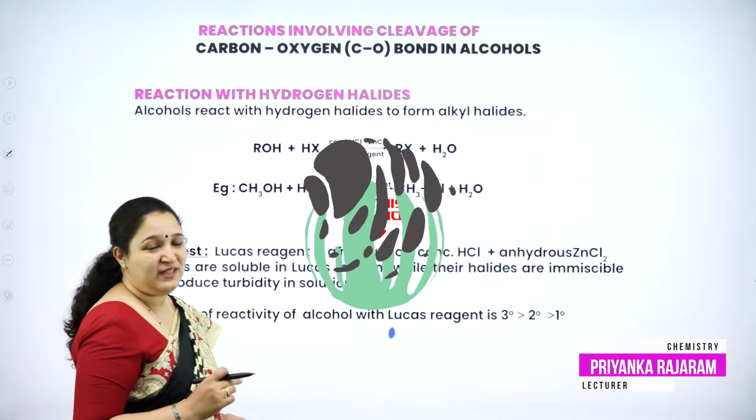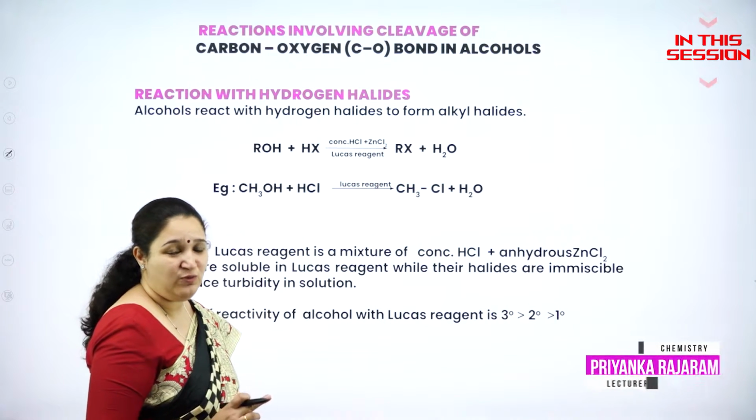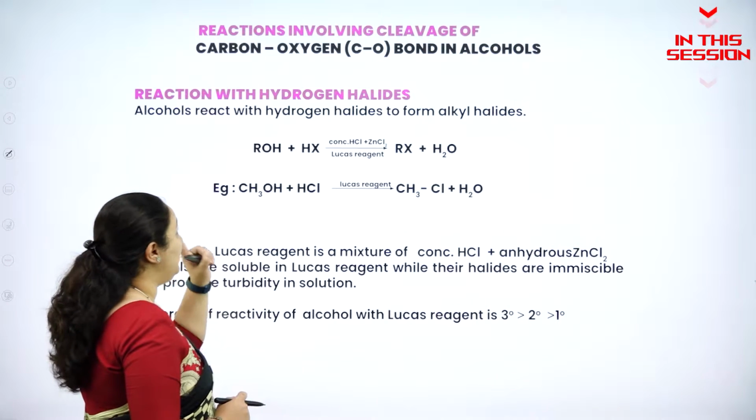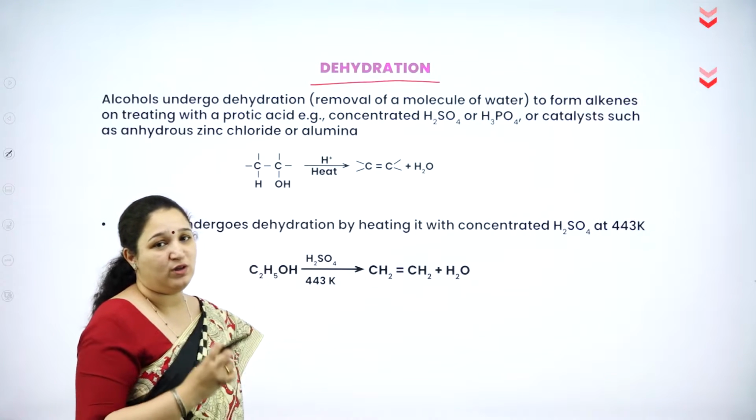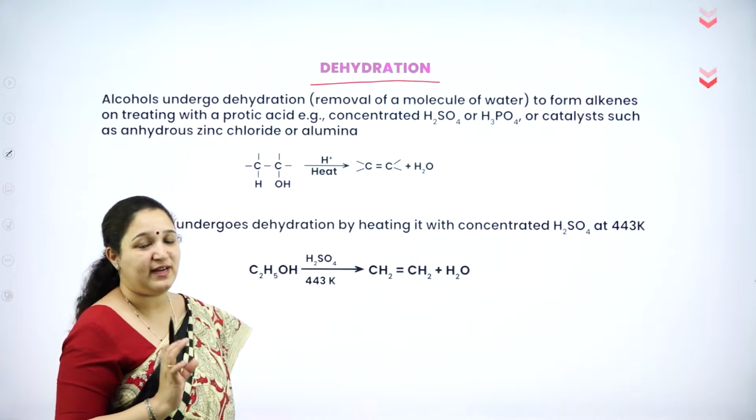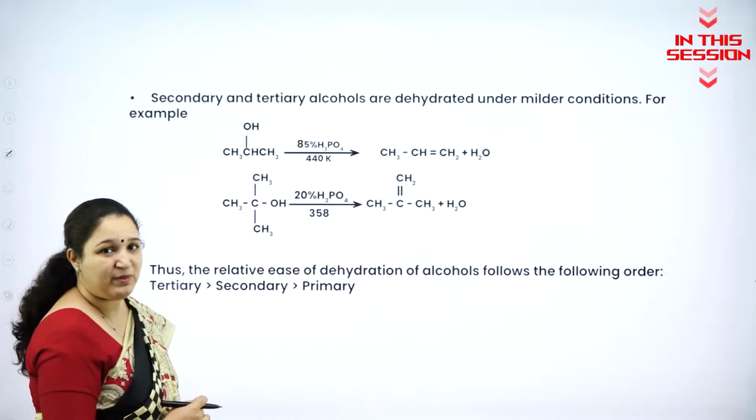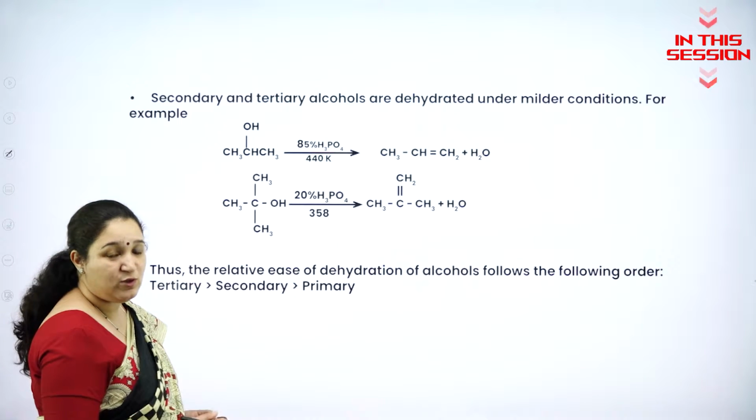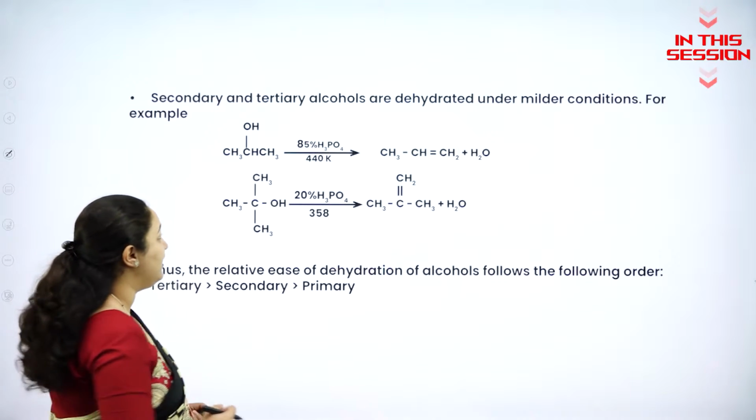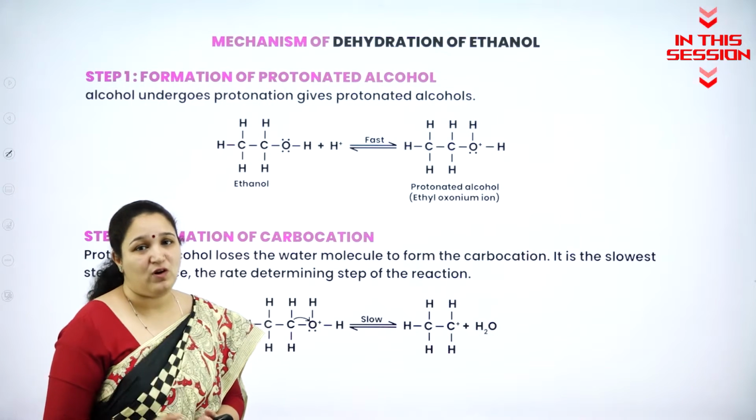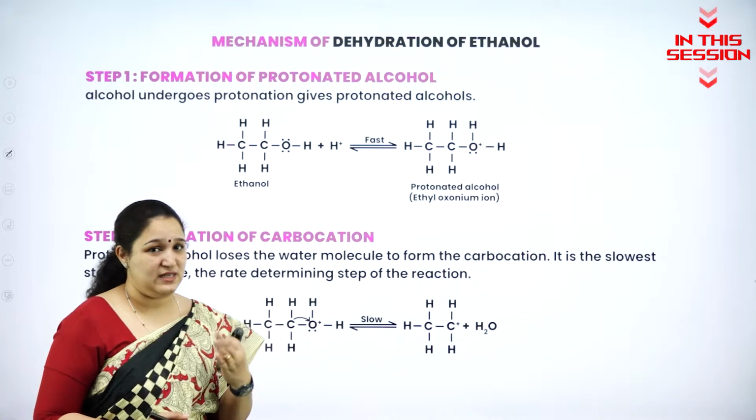Today we shall continue with the reactions involving cleavage of CO bond, removal of water molecule. We call it as dehydration. For primary alcohol, that is ethanol, what we use? We use 443 Kelvin, isn't it? Mechanism of dehydration of alcohol involves 3 steps.